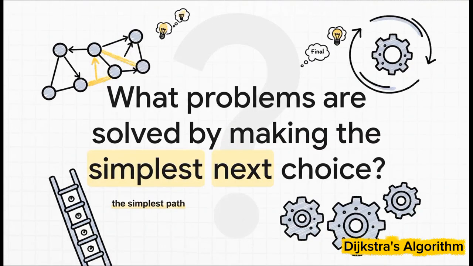And that leaves us with a final thought, doesn't it? This idea of making the best local choice, the greedy approach, is incredibly powerful. It makes me wonder, what other complex, seemingly unsolvable problems, maybe even outside of computing, could be simplified if we just focused on making the simplest, most obvious next choice? Something to ponder.